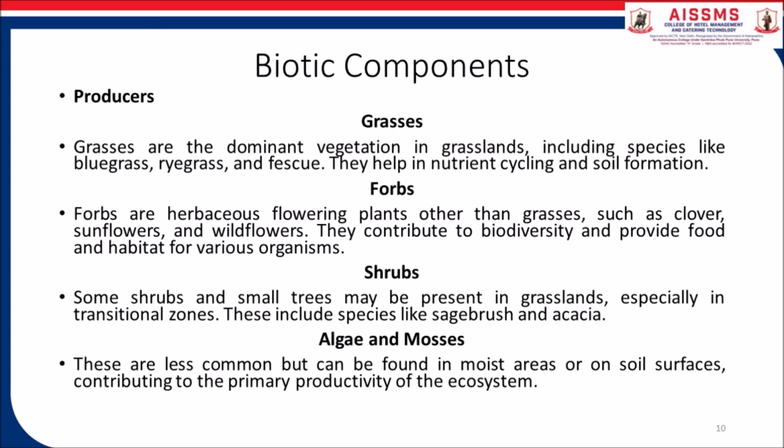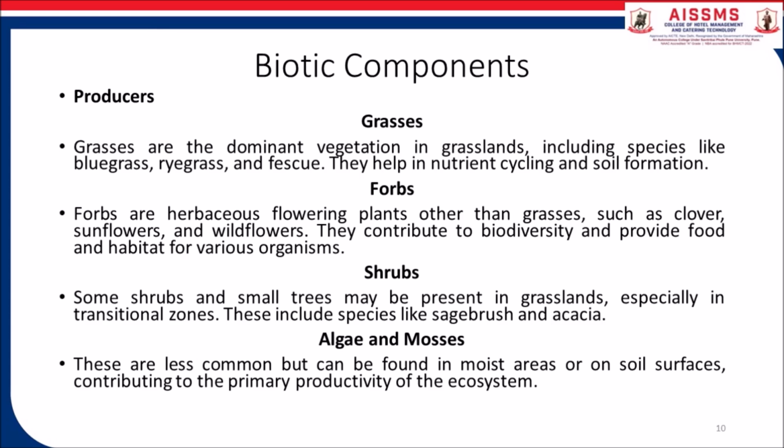Next will be forbs. Forbs are basically herbaceous flowering plants which are different from the grasses. To name a few, like clover, sunflower, and wildflowers. They contribute to the biodiversity and provide food and habitat for various organisms.